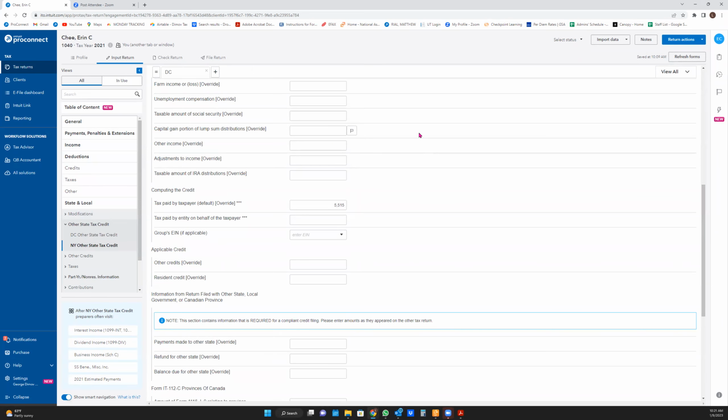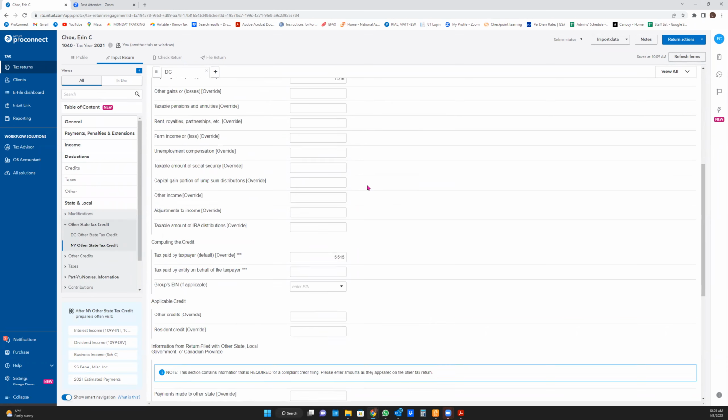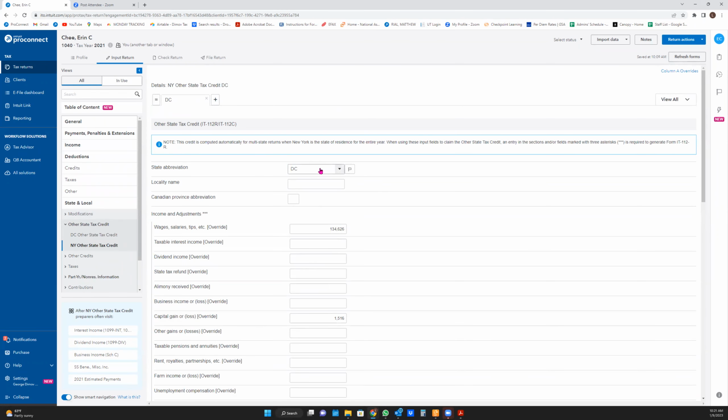And if indeed Erin and Kevin would be residents, okay, residents of New York, the program would have calculated it on its own. All you would have to do is select DC, okay? But since they're not residents, the system will not calculate it for you guys, okay? It simply will not. So two ways.